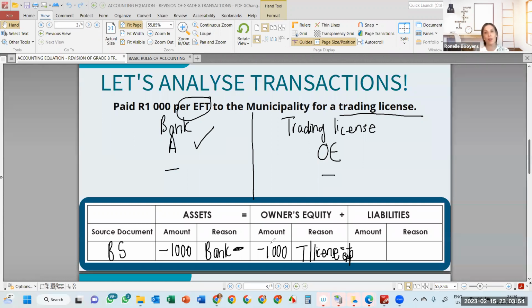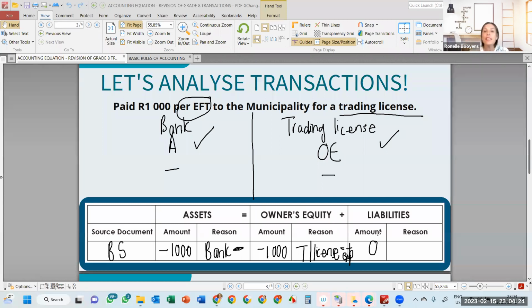Okay, so you can either write minus 1,000, trading license equals an expense, or you can write, if it makes complete sense, minus 1,000 and the reason trading license expense increased. You decide what works best for you. Right, and that is then dealing with the trading license element, which falls under the owner's equity. Did anything happen to liabilities? Nothing. Make a 0 or a dash.